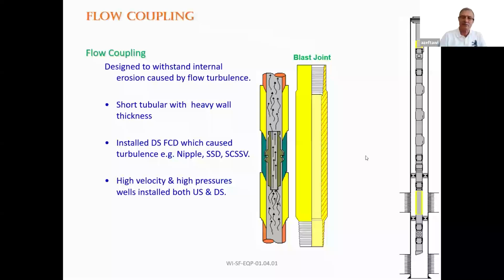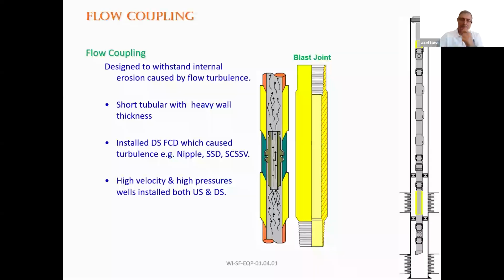While the flow coupling, which you see here, we put below, or below and above. Any device we add to the completion, any accessories we use like landing nipple, like SSD, like SPM, any accessory you put in the completion will have a smaller ID. So it will create resistance to the flow while coming out. If the well pressure is not high enough, this back pressure created might kill the well.